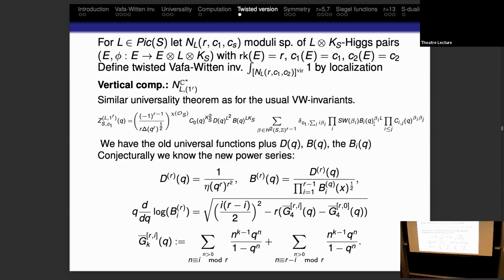So this D is just 1 over the eta function of q to the r, to the r squared. The B is just expressible in terms of the others. And for these with the Vafa-Witten invariants, we have this explicit formula, which is maybe a little bit crazy, but anyway, if we take the logarithmic derivative of this thing, it is the square root of this expression in some kind of Eisenstein series for some congruence subgroup, which looks like this. So everything is explicit. We know these new power series completely.